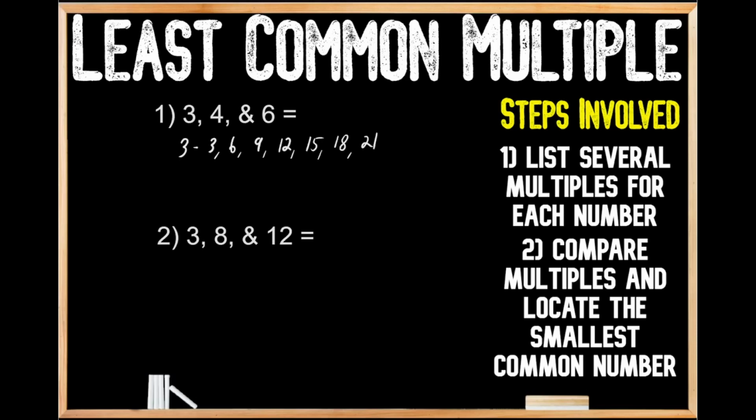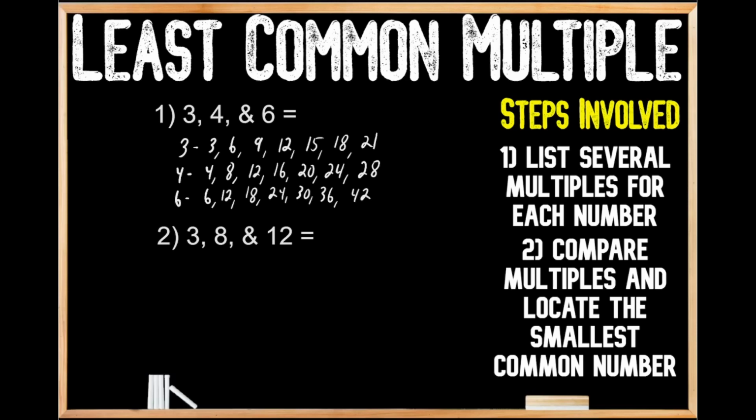Now let's do the same thing listing the multiples of 4 this time. We have 4, 8, 12, 16, 20, 24, and last 28. Now we're going to do the same thing for the multiples of 6. We have 6, 12, 18, 24, 30, 36, and last 42.